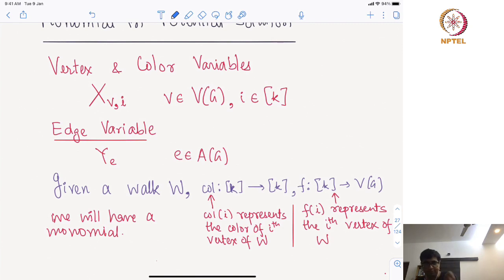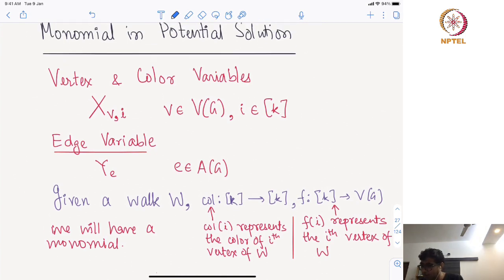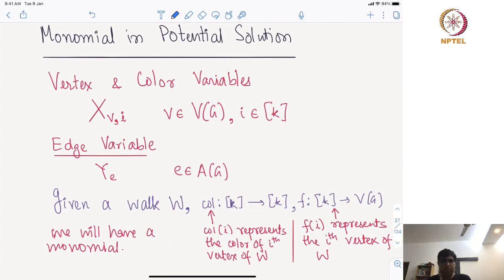So it will tell us what the 5th vertex is: the 5th vertex is the vertex v. What is f of 7? The 7th vertex is y or whatever. And the coloring function will say, for the first vertex the color is 5, for the 4th vertex the color is red, and so forth. I'll give you an example in a minute. So again, spend a minute and look at what our vertex and color variables are, what our edge variables are, and what our monomial will consist of. The monomial will consist of three things: a walk, a coloring function, and a vertex function.